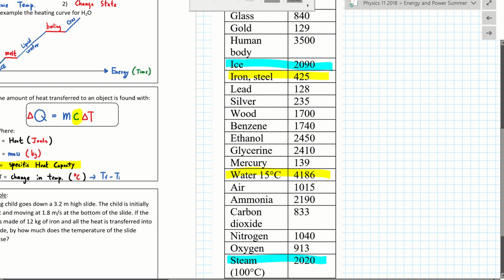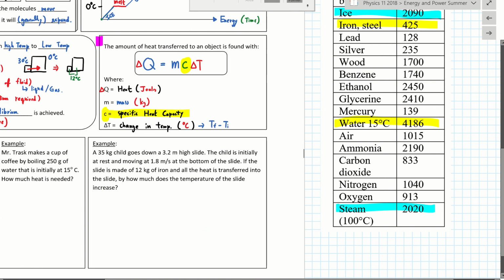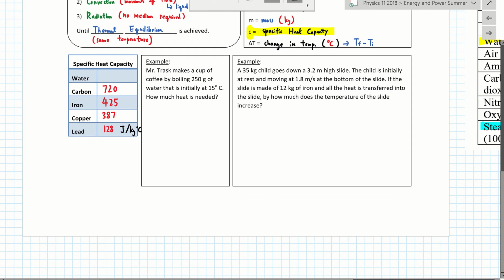Most of these items in here, for example when I say wood has a specific heat of 1,700, I mean solid wood. Use your common sense. Liquid wood is stupid. Or when I say air, that's gas air, not solid air. What on earth is solid air? Solid oxygen and solid nitrogen. So water has the highest specific heat capacity of all the materials that we have naturally.